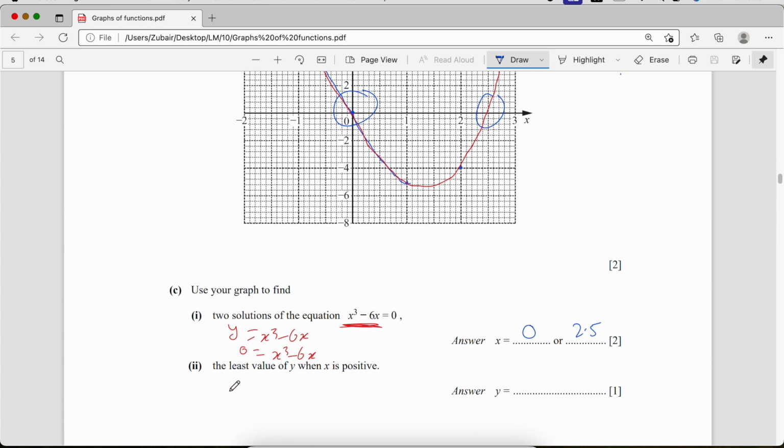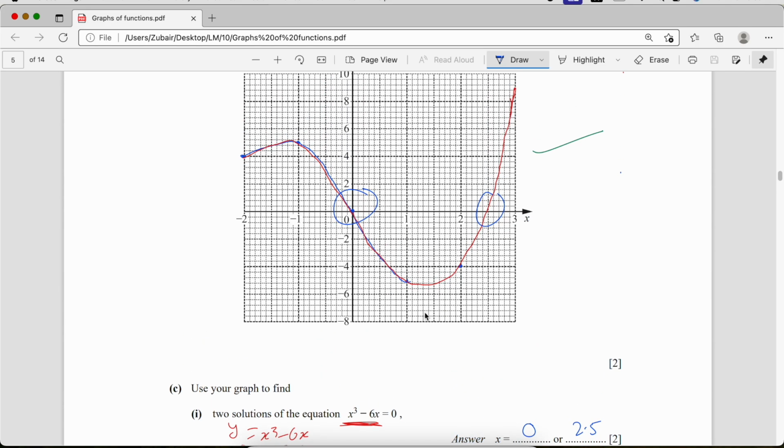Next part says the least value of y when x is positive. So the least value of y in this graph, if I go across the curve, I can see that the lowest point lies here. It is sometimes helpful to use your ruler and bring it closer to the curve where it touches and see. For now, I think this is between these 2 points.